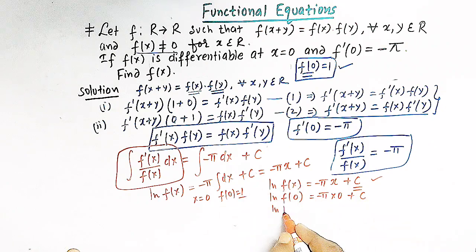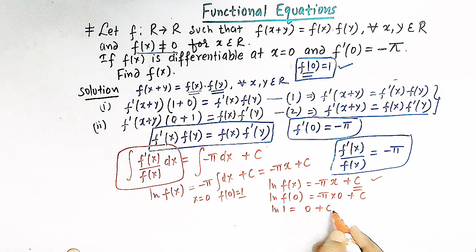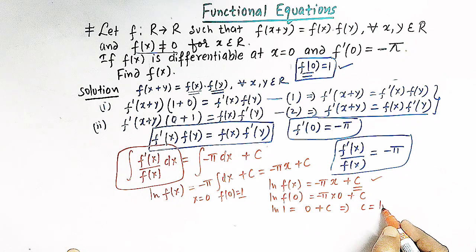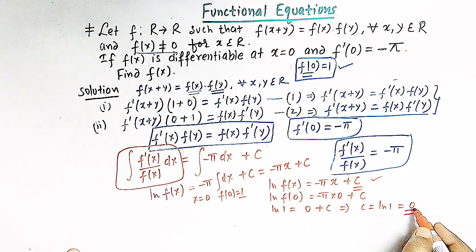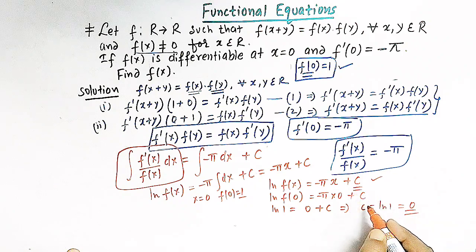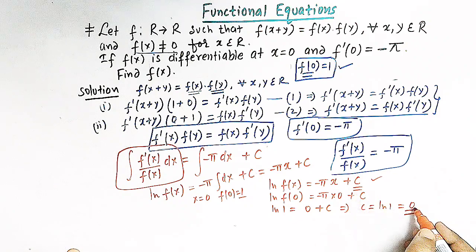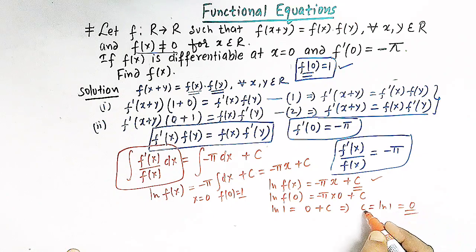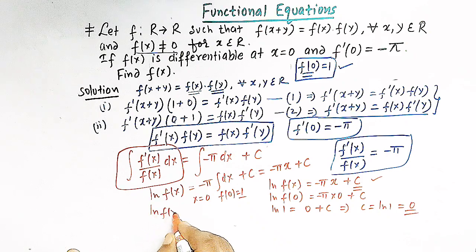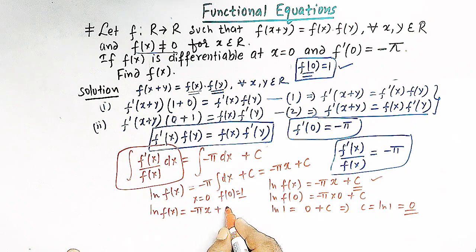So we have log of 1 is equal to 0 plus c, that is c is equal to natural log of 1, that is equal to 0, because log of 1 is 0. So the constant of integration c is now equal to 0. So let us substitute this value of c in this equation. So we have log of f of x is simply equal to minus pi x plus 0, that is minus pi x.